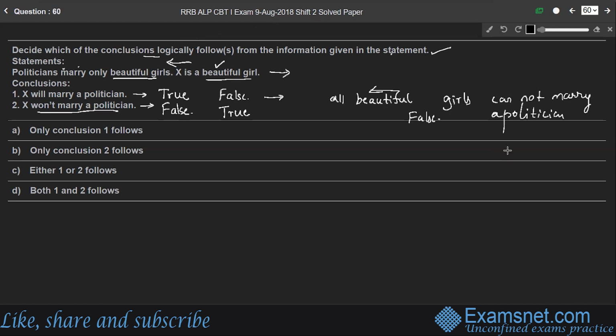Since politicians marry only beautiful girls, this girl X, it's her choice, right? It is an individual choice. She can marry or cannot marry. Therefore, we can conclude that either one or two follows. If one is true, the other is false. If one is false, the other is true. Therefore, option C is the right answer.